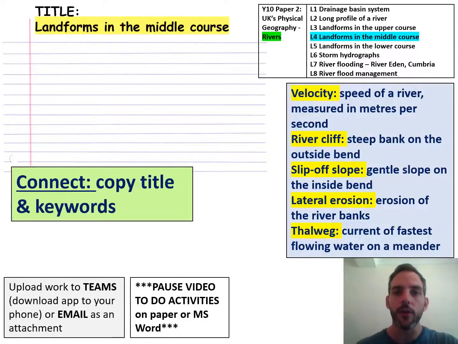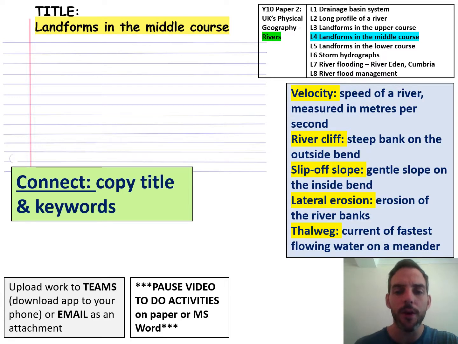Welcome to lesson 4, landforms in the middle course of the river. So in the last lesson we looked at the upper course and we understood how V-shaped valleys, gorges and waterfalls are formed. This time we're going to work our way down the river and find out what we see in the middle course. Please write down the keywords and the title.